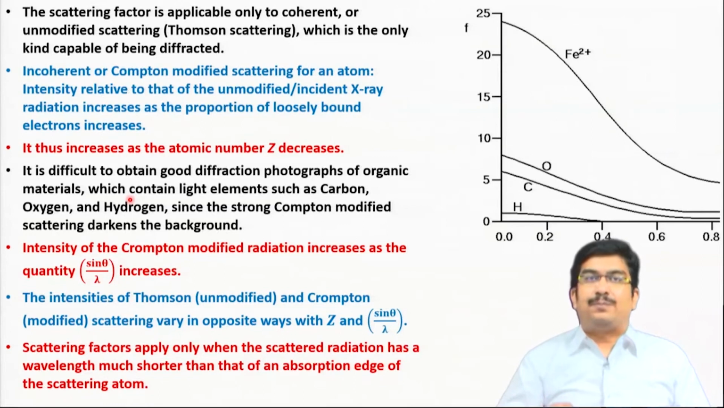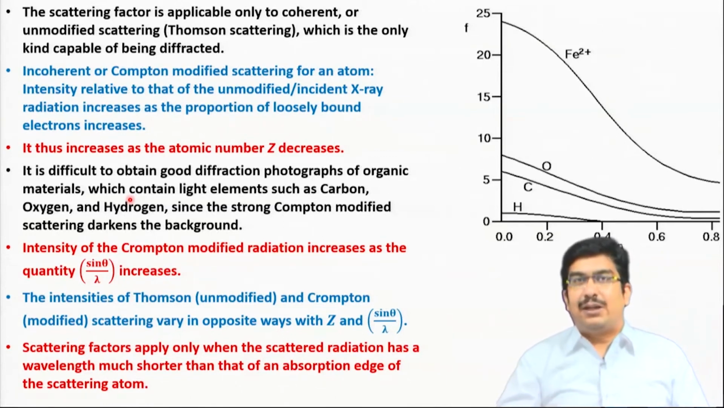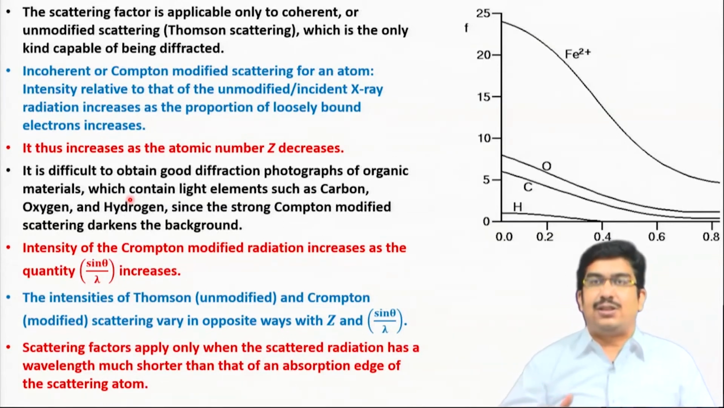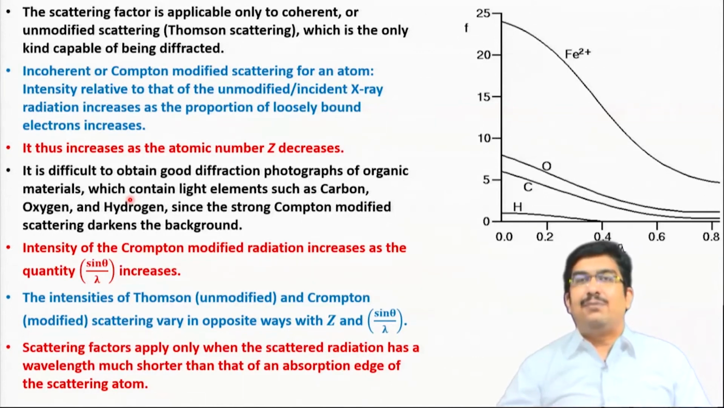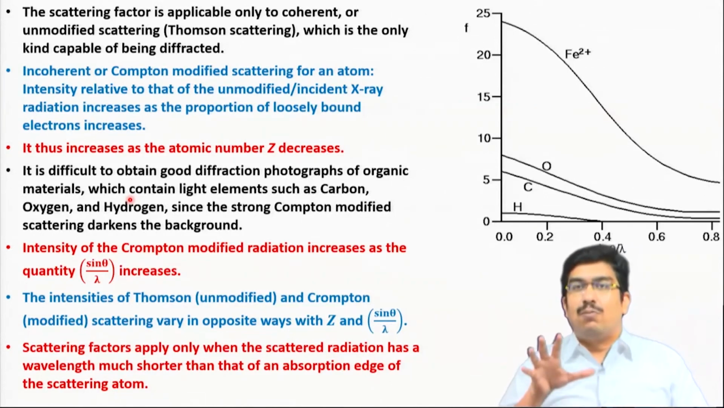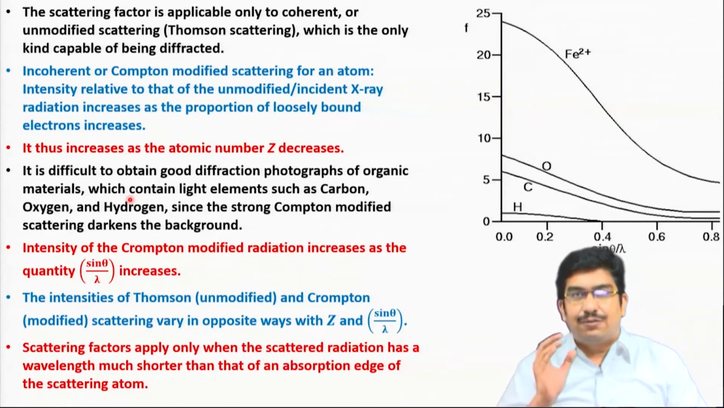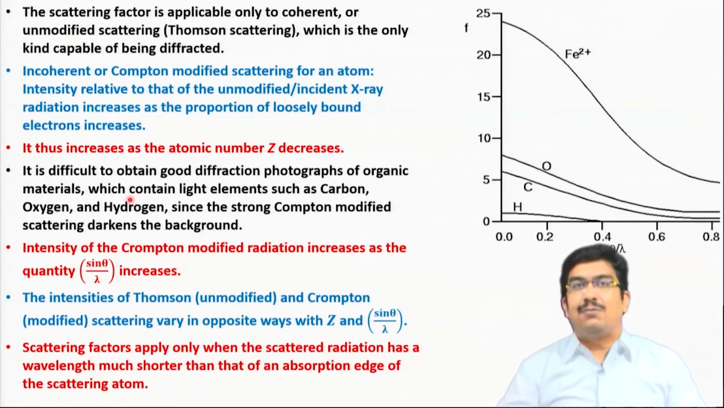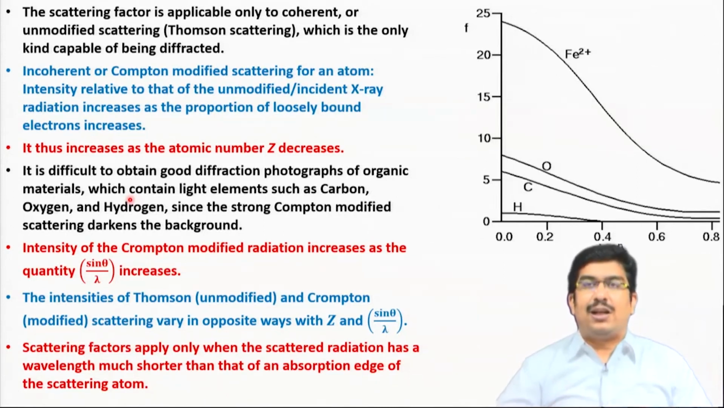And this is why, for low atomic number elements like carbon, oxygen and hydrogen, it is producing more Compton scattering rather than coherent Thomson scattering. That is why getting a diffraction pattern from low atomic number elements like carbon, oxygen, nitrogen, basically organic materials containing mostly carbon, oxygen and hydrogen, is difficult.